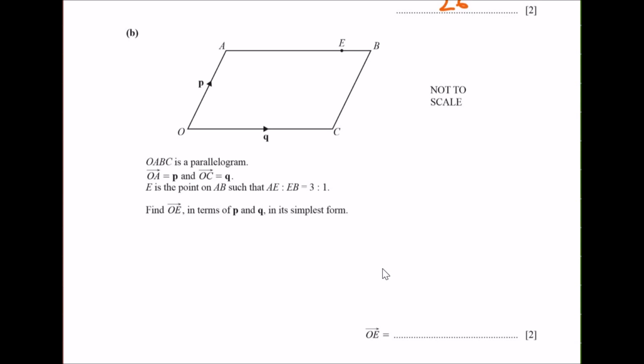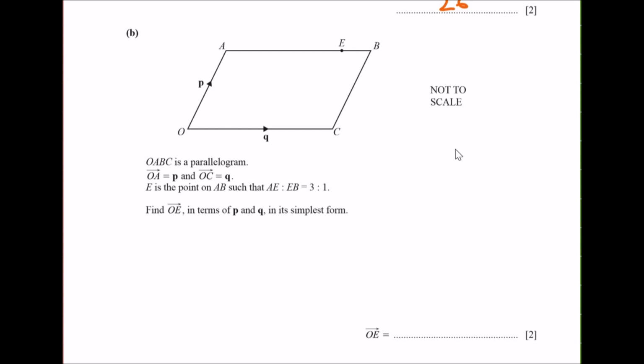OABC is a parallelogram. OA equal to P, OC equal to Q. E is the point on AB such that AE ratio EB equal to 3:1. Find OE in terms of P and Q in its simplest form.